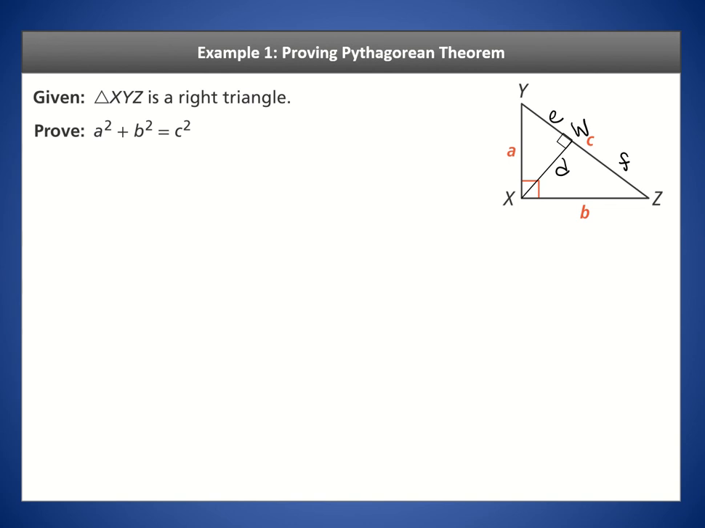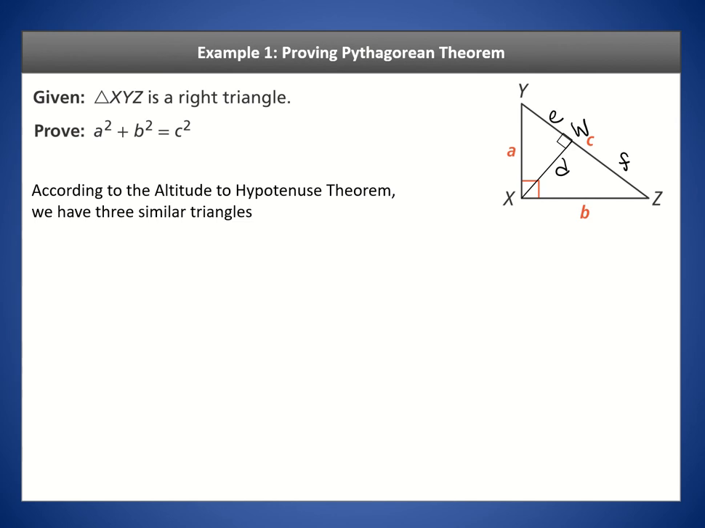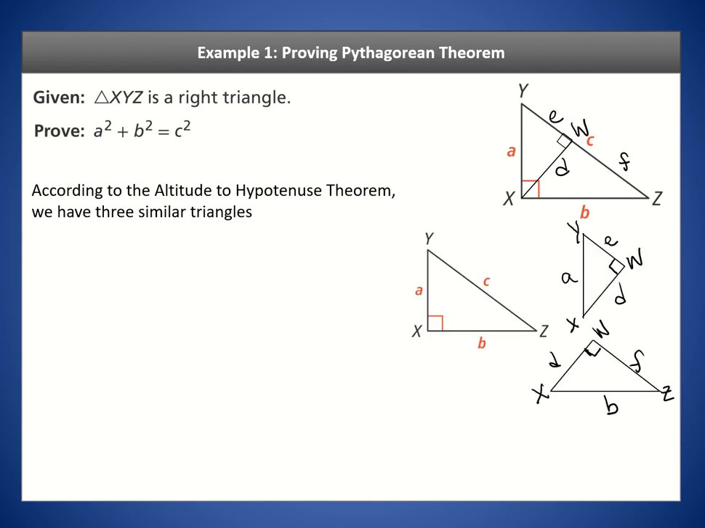Now, according to the altitude to hypotenuse theorem, which is what we did here by drawing a perpendicular to the hypotenuse, we have three similar triangles. And these are the three right triangles given below. So we have the original and then the two smaller ones on the right. We know that these have to be similar according to the theorem.